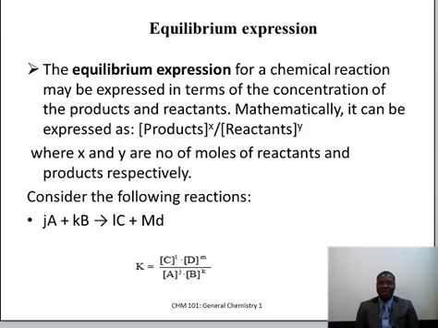The square bracket represents the molar concentration for both products and reactants. And this K is referred to as the equilibrium constant. But before you can use the coefficients which represent the mole ratio in this equation, the equation has to be balanced.